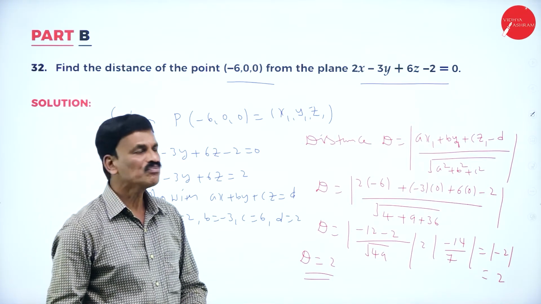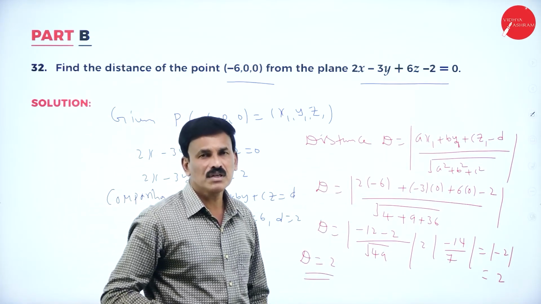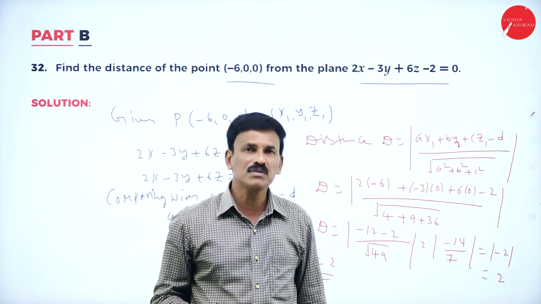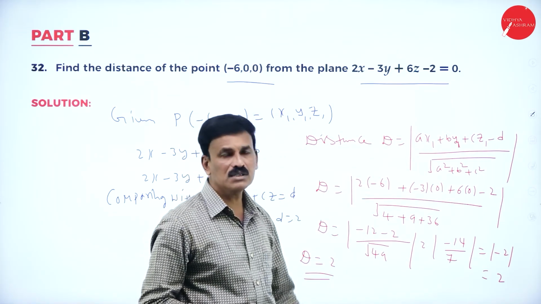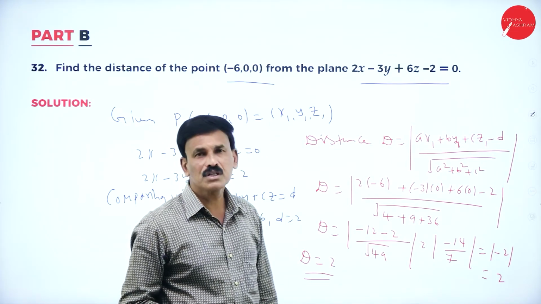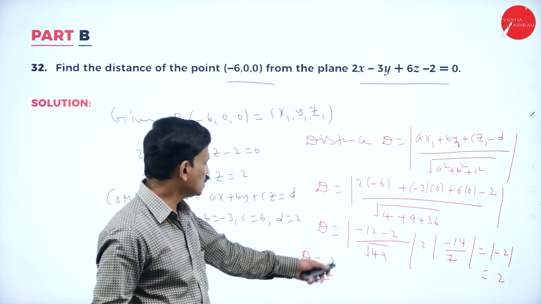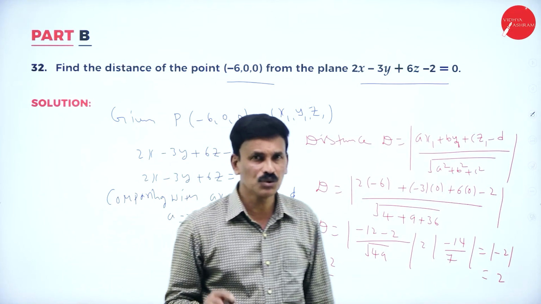That's it. Okay. So just keep in mind, the distance of any point P (x1, y1, z1) to the plane ax + by + cz = d is given by d is equal to ax1 + by1 + cz1 minus d divided by root of a square plus b square plus c square. That will give the answer as 2. Okay, very simple, right? Hope you followed.